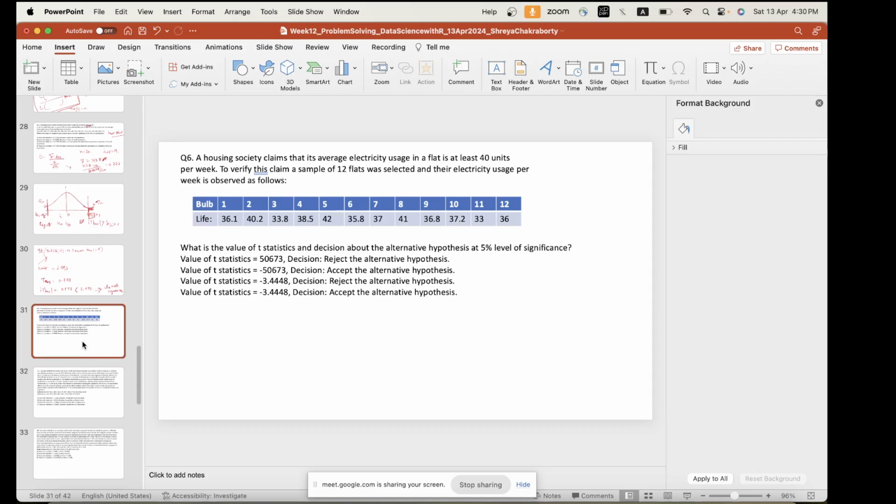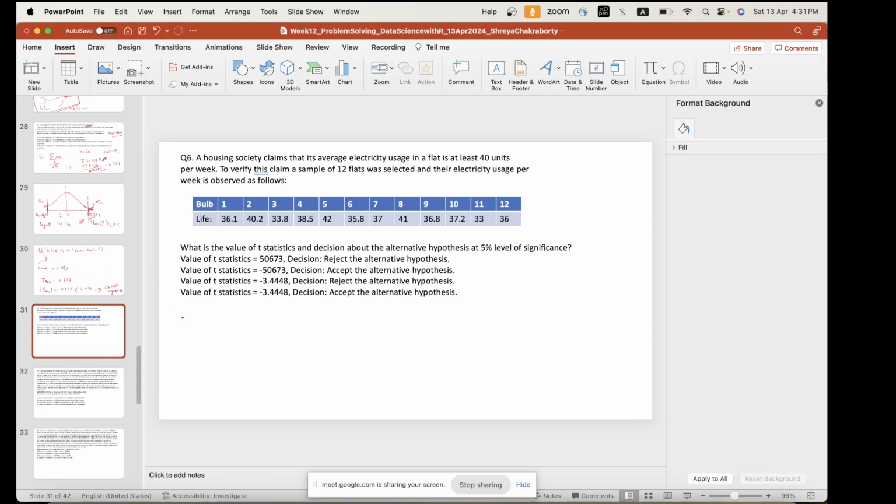Ma'am, this question is similar to what I was asking. Okay. So a housing society claims that its average electricity usage in a flat is at least 40 units. To verify this claim, a sample of 12 flats were selected, and their electricity usage per week is observed as follows.